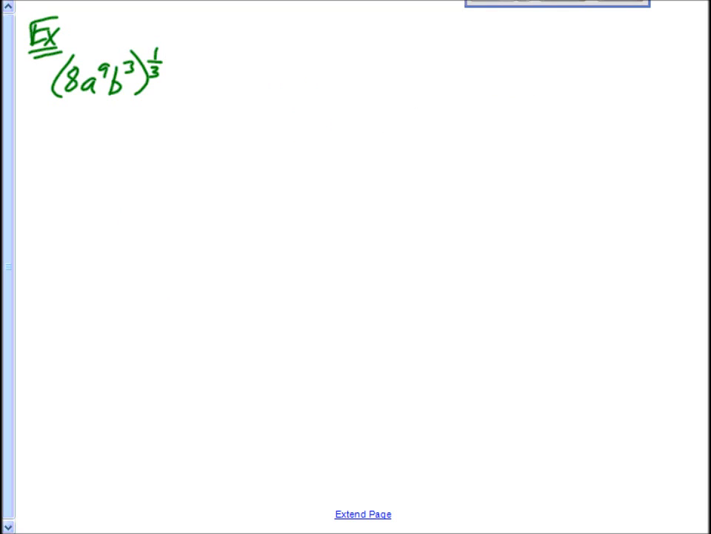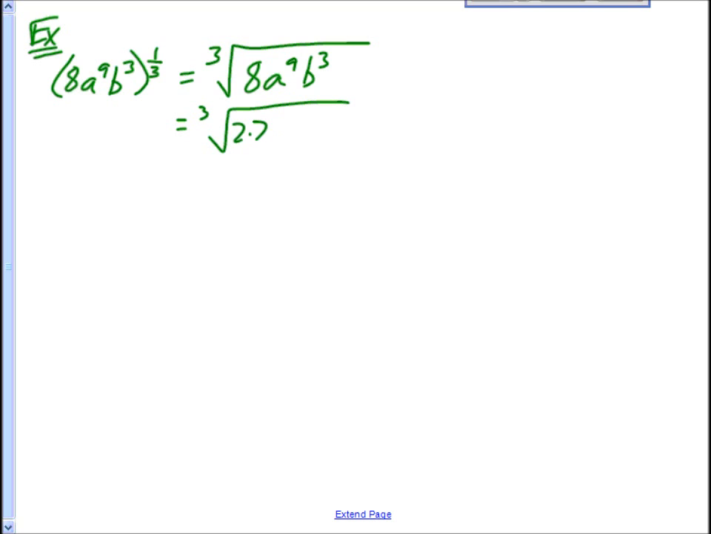Let's take a look at this problem now. The third root of 8a to the ninth b to the third. I prefer to solve this with the radical notation again. So I have the third root of all this stuff: 8, a to the ninth, b to the third. Now 8 is 2, 2, 2, so I know the third root of 8 is 2.